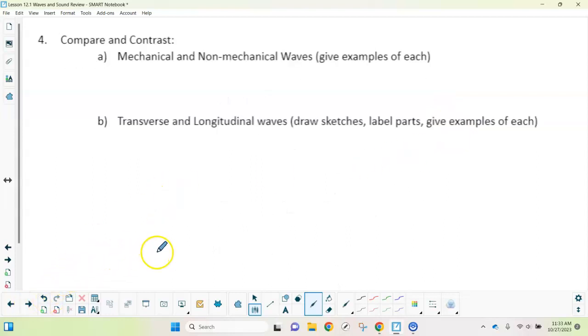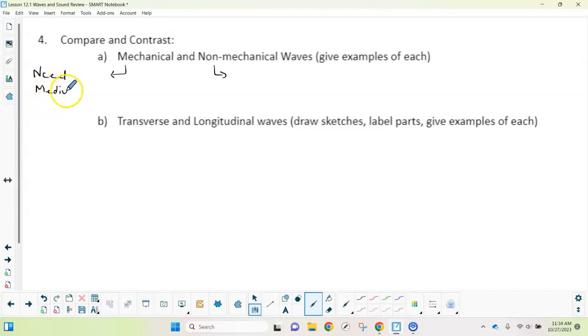Continuing on, the next question is just asking you to compare and contrast mechanical waves, non-mechanical waves, transverse waves, and longitudinal waves: draw, sketch, label parts, and give examples. Mechanical waves and non-mechanical waves are actually really similar in many cases, so it's easier to distinguish between them. Mechanical waves need a medium, so they need a thing to travel through, something to vibrate, some particles.